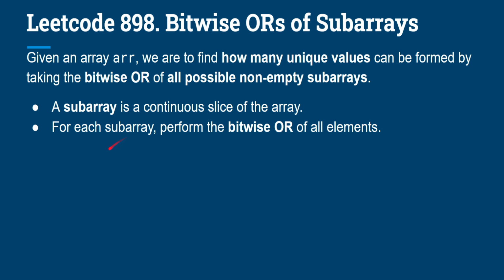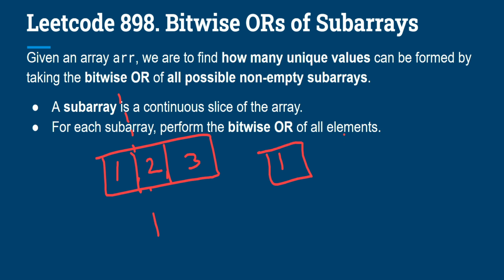For each subarray, let's understand what a subarray is. Let's suppose there are elements in the array, and we can represent it like this. If we slice the array from here, 1 is here, and 2, 3 is here. So this is called a subarray.